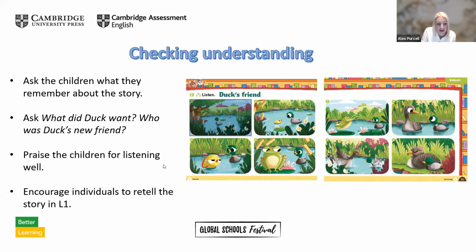Also, I think encouraging students to retell you the story in their own language, in their first language, is really valuable as well. Letting you know that they've understood, always giving praise for the fact that they've listened well and that they've predicted and that they've identified certain things in the story.